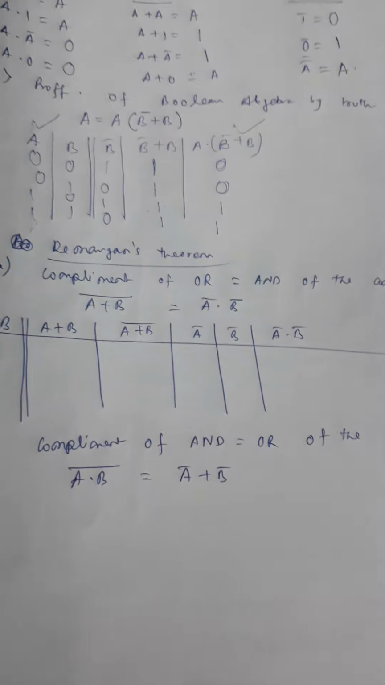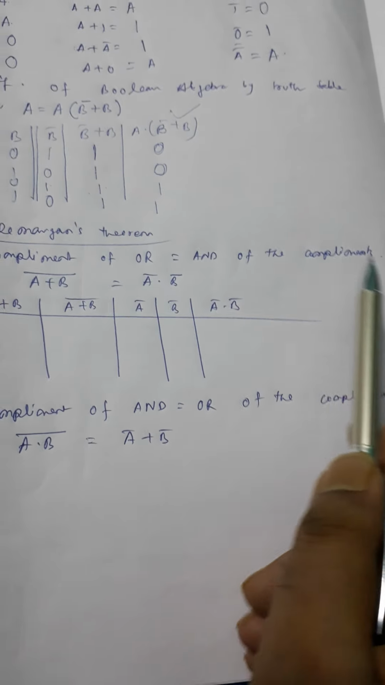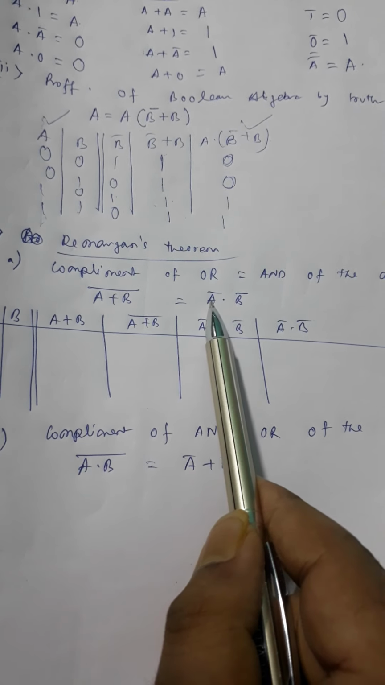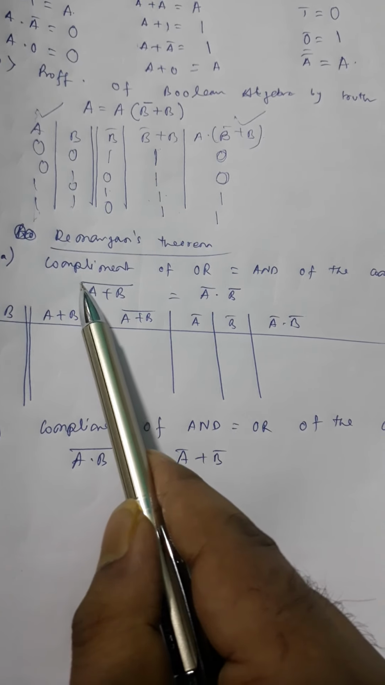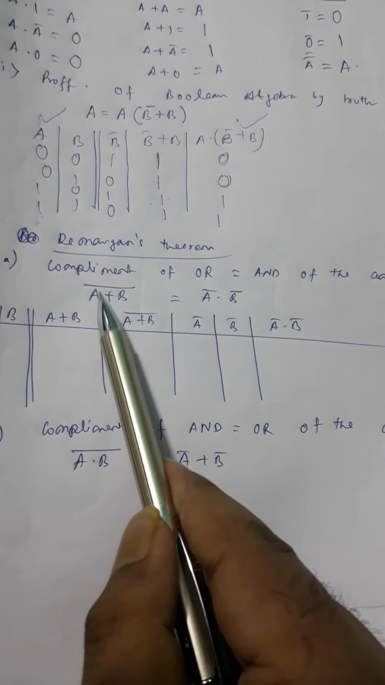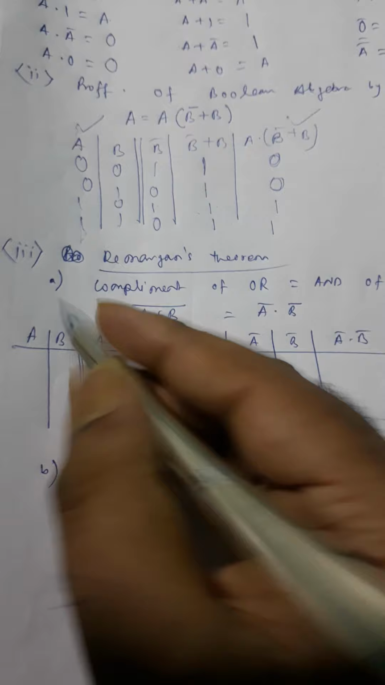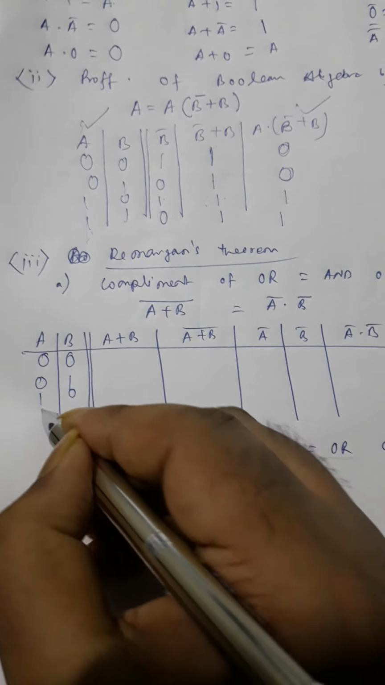Now what is De Morgan's theorem? De Morgan's theorem is that the complement of OR is equal to the AND of complements. So (A plus B) bar is equal to A bar dot B bar, right? This plus becomes dot if the bar gets broken into two pieces. Fine. Now let's talk about this. This is 0 0, 0 1, 1 0, 1 1.